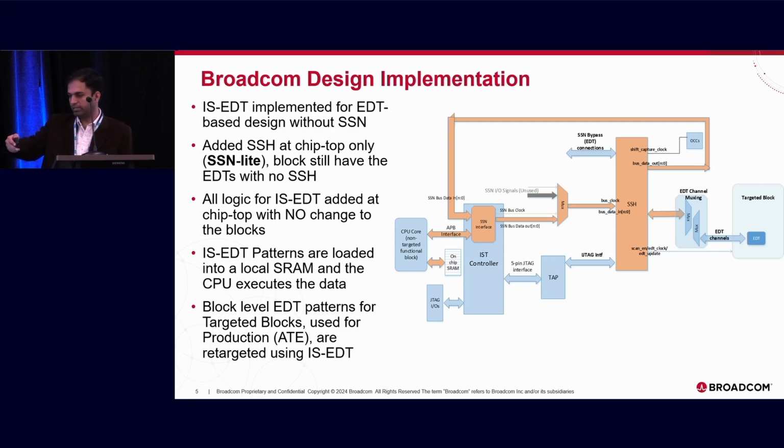So the data flow is again going from CPU to IST controller to SSH to targeted block, and the data from EDT out comes back to SSH, and that loop path from the top, if you see, comes back to the IST controller. And that is again read by the CPU through the APB interface. So that's the data path which is shown here in orange color.